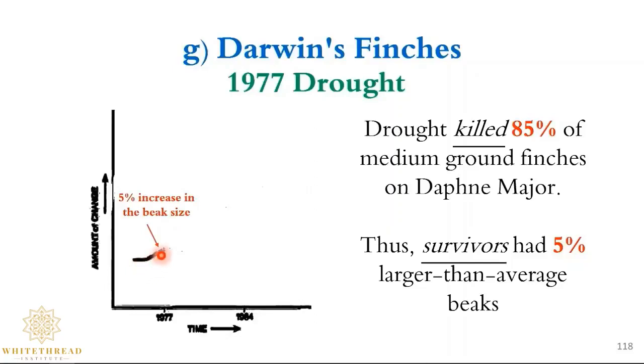And the theory was that small beak sizes were less fit because they were preferentially killed, and the large beaks were more fit because they were better at cracking the few hard seeds that were available on Daphne Major, and that permitted them to survive the drought. So the survivors had beaks 5% larger than average.